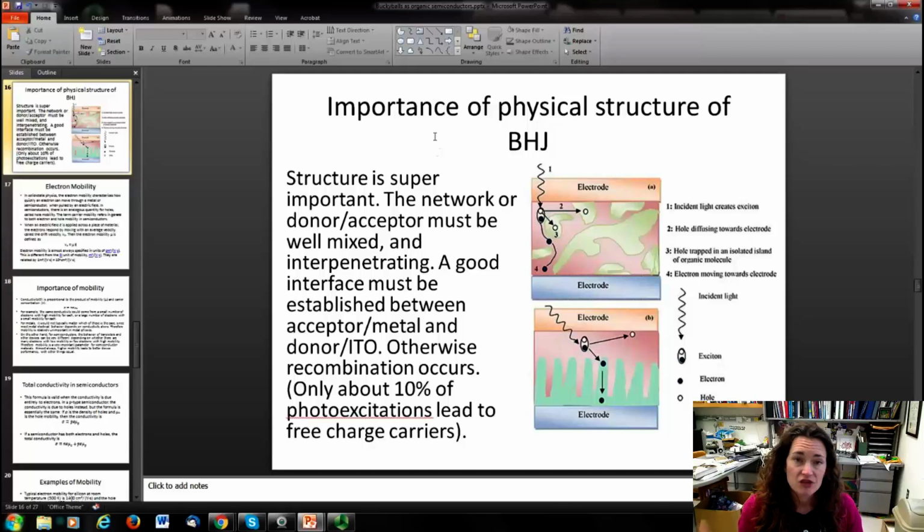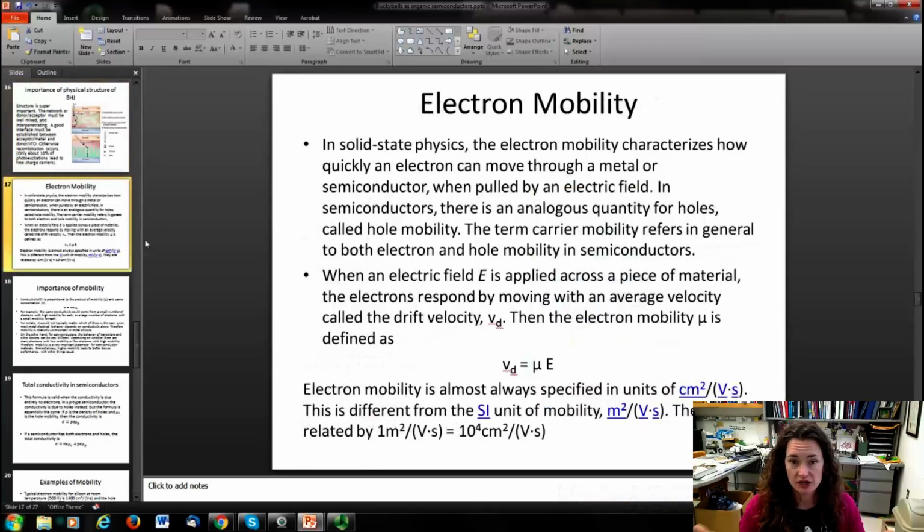Okay. In fact, right now I'm working on a research project where we're exploring the structure of the bulk heterojunction, and then they're correlating that to device performance. And as you tweak the structure, you can get better device performance, and they're trying to figure out how to optimize that in order to up the efficiency of the solar cell. So there's a few parameters that you have to think about when you're looking at device performance. One of those is electron mobility.